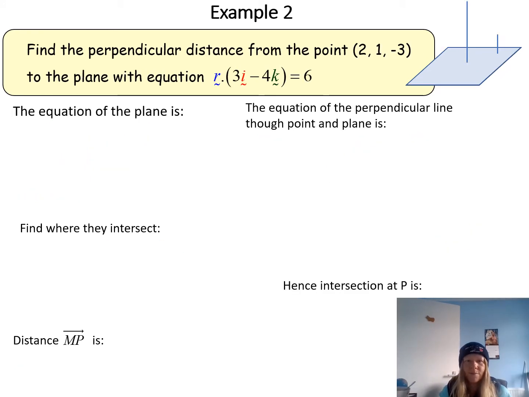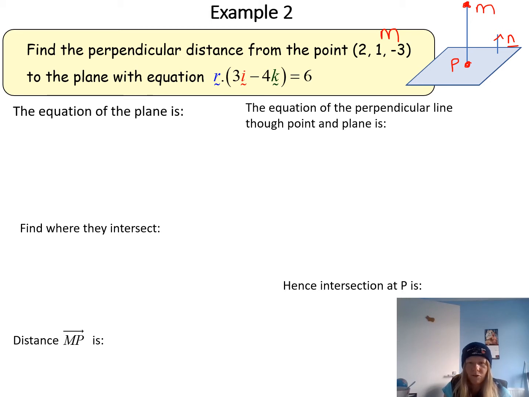Okay, we've got another example. This time it's not the origin that we're finding the distance from. We're finding the distance from the point 2, 1, minus 3 to this plane here. So again, we've got a diagram here that maybe helps explain it. So this is your point 2, 1, minus 3. The foot of the perpendicular we'll call P, and this is your perpendicular vector. We call that one M again. So that's M. That's the plane.